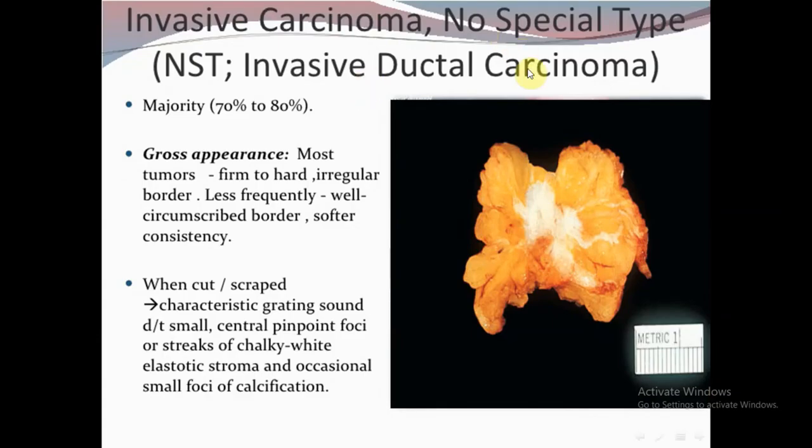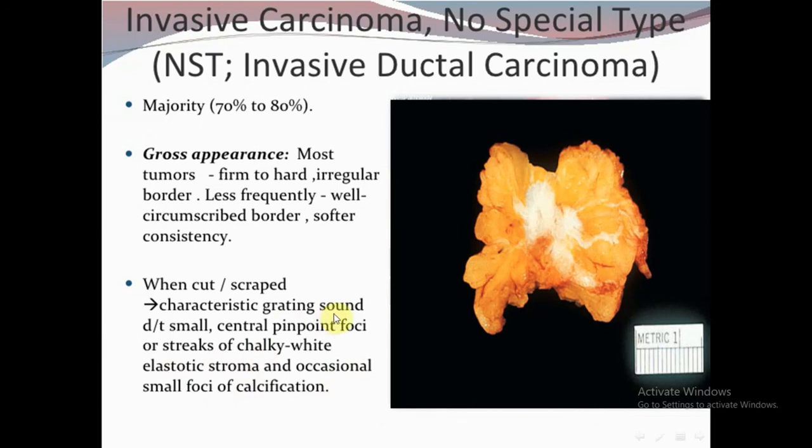Invasive carcinoma of the breast, we have invasive ductal carcinoma. Here we'll discuss invasive ductal carcinoma, which is the most common type of breast cancer. It accounts for about 70 to 80%. Grossly, this is the typical gross picture of infiltrative ductal carcinoma. We have a white, firm, irregular mass infiltrating the breast tissue, with poor circumscription. Rarely it can be soft and well circumscribed.